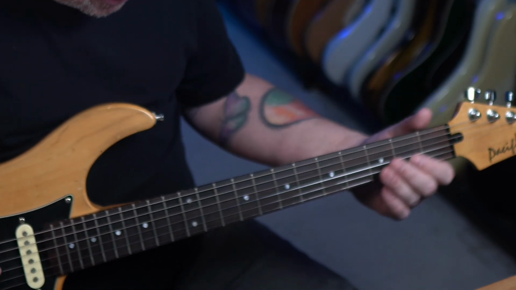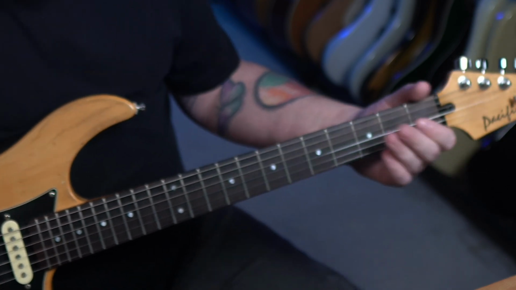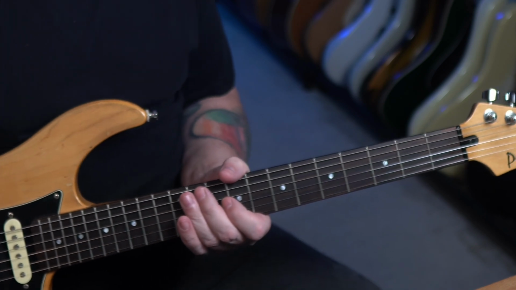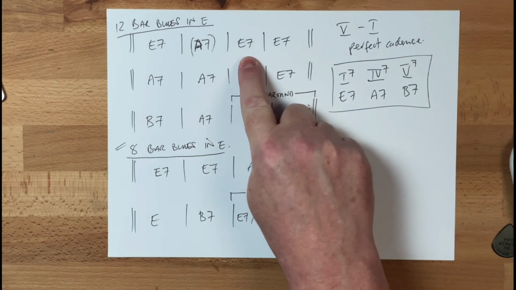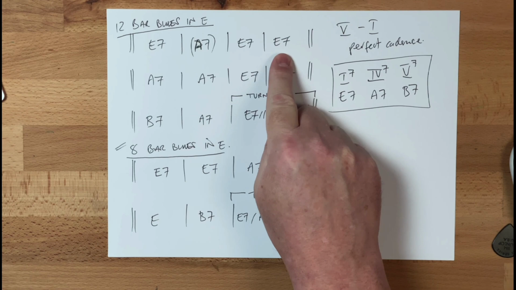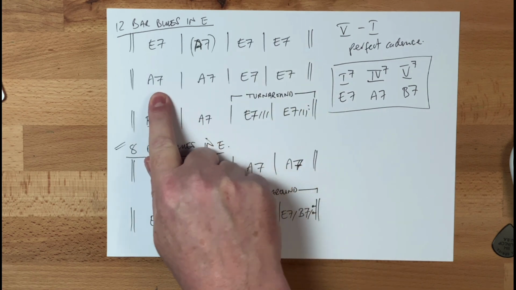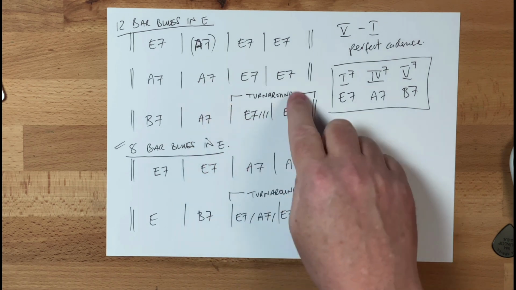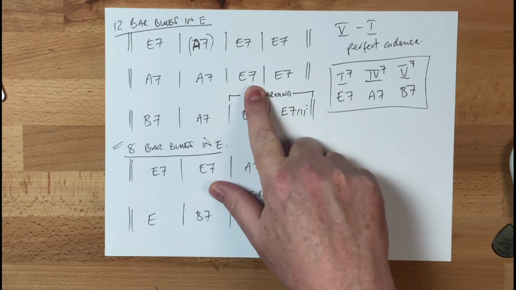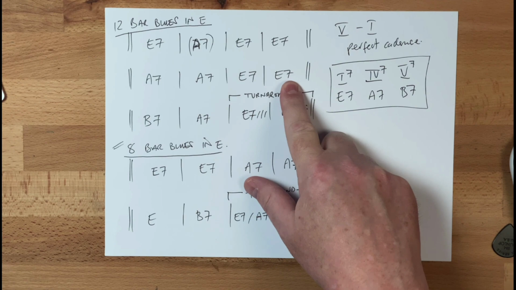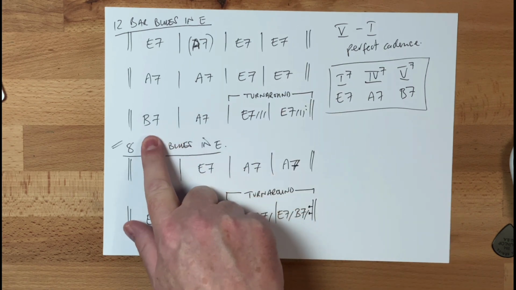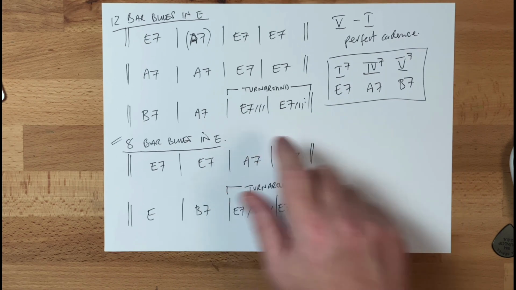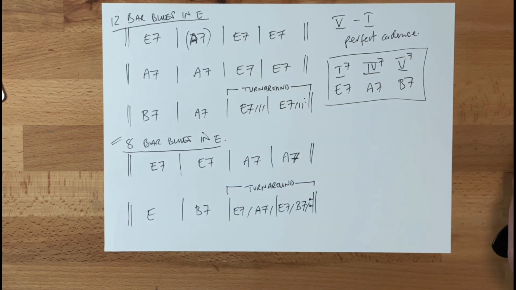So this is going to be in E. So that's the looper. There's the quick change. Back to the E. A7. E7. B7. A7. Now the turnaround. This is where I could put that.